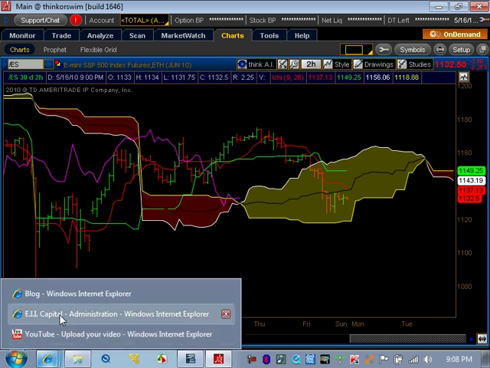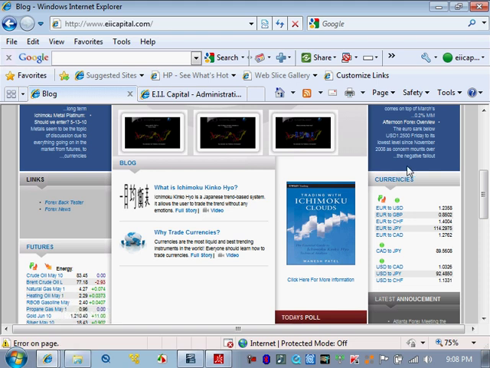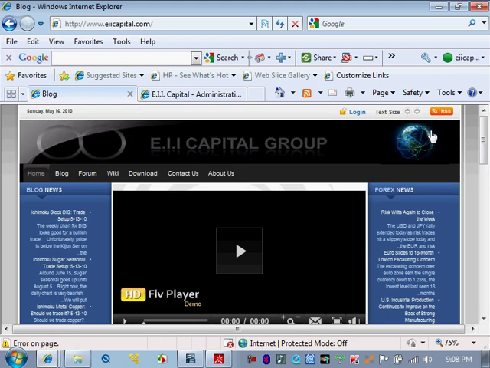Okay, now we're going to go to the website, and we're going to show you some of the things on the website. This is eiicapital.com, and if you go here, you see the headers here. This takes you to individual websites where we have different resources available for Ichimoku specifically.